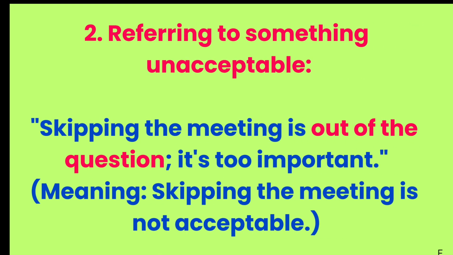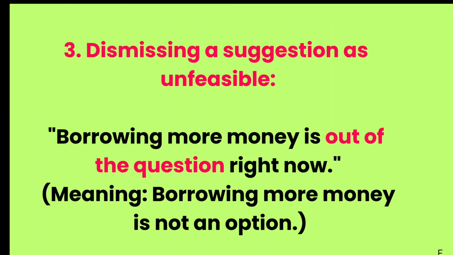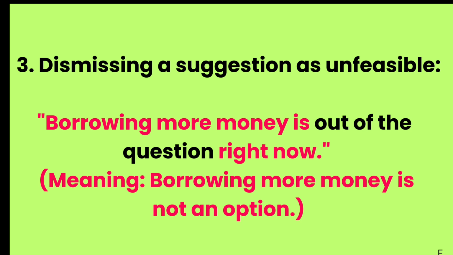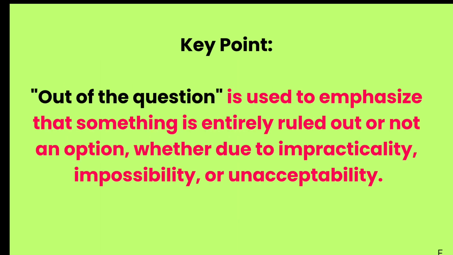2. Referring to something unacceptable. Skipping the meeting is out of the question, it's too important. Meaning, skipping the meeting is not acceptable. 3. Dismissing a suggestion as unfeasible. Borrowing more money is out of the question right now. Meaning, borrowing more money is not an option. Key point. Out of the question is used to emphasize that something is entirely ruled out or not an option, whether due to impracticality, impossibility, or unacceptability.